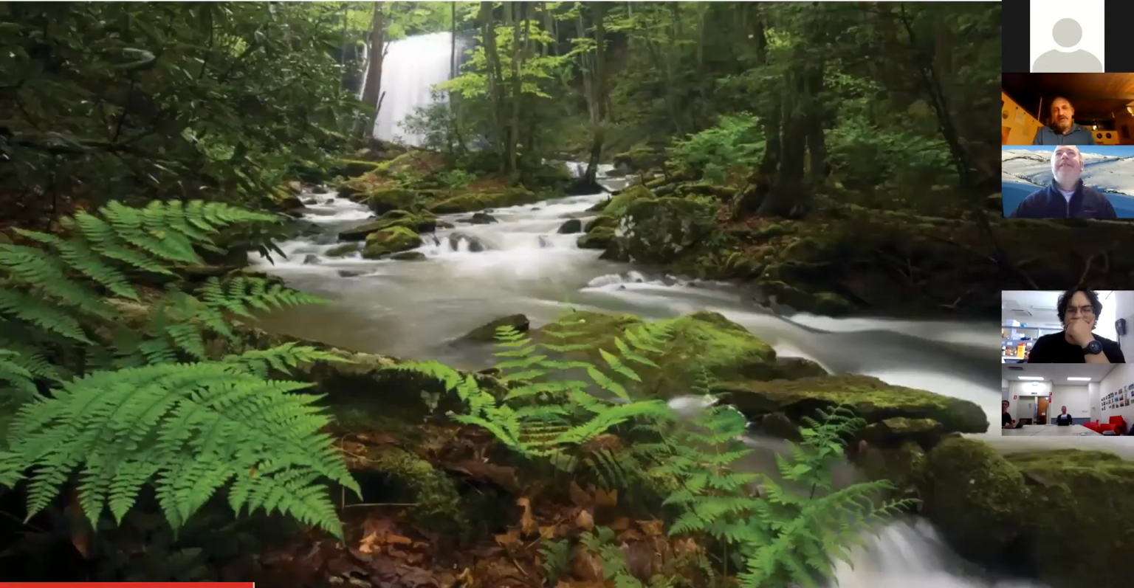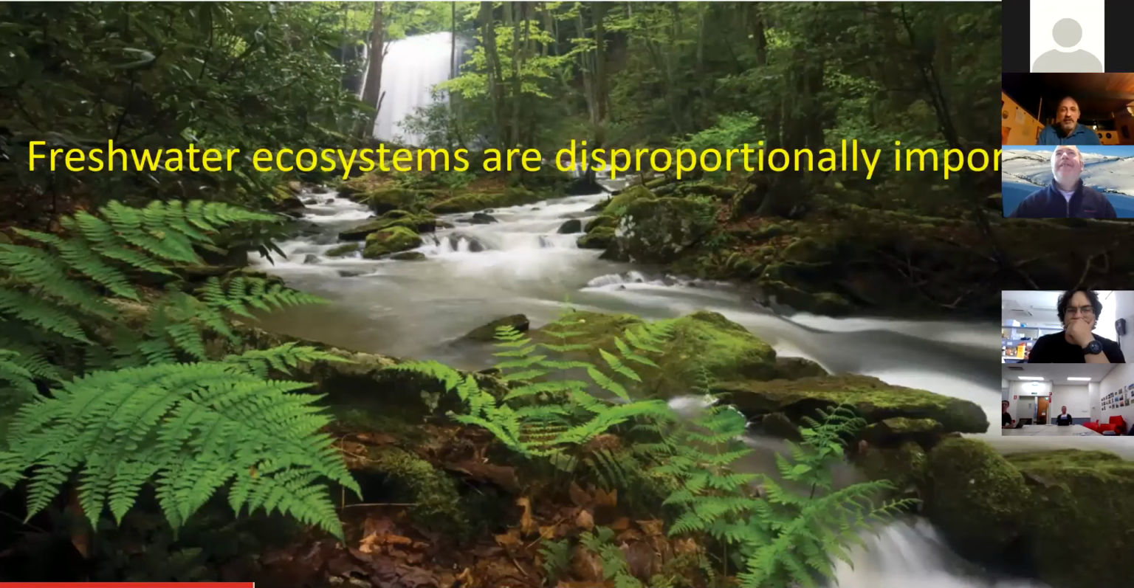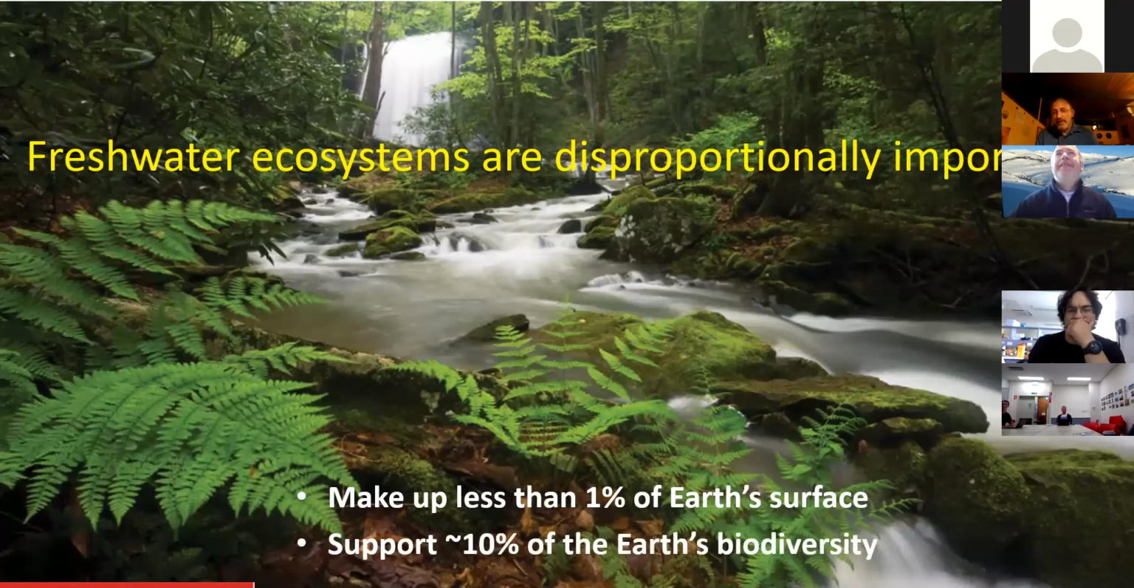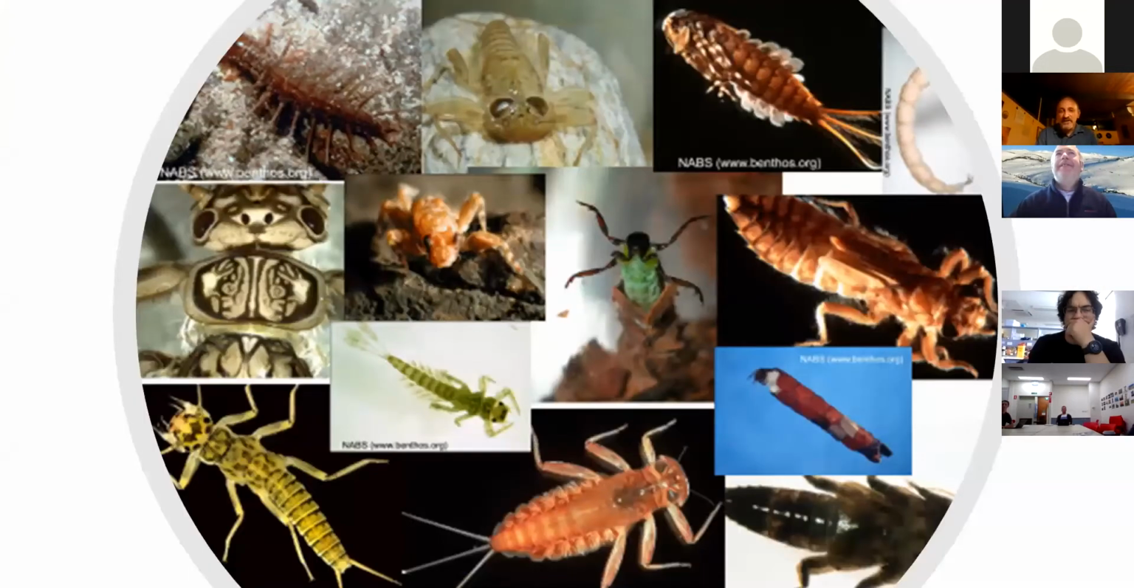If we think about freshwater ecosystems, they are disproportionately important. They make up less than 1% of the Earth's surface in terms of their footprint, but they support about 10% of the Earth's biodiversity. And those who work in freshwaters understand that insects are really crucial to the way these ecosystems function. They perform this alchemy of turning detritus and fallen leaves and algae into fish and bird tissue. They do all this work in terms of nutrient processing, and because of that, they're widely used in biomonitoring programs all over the world.